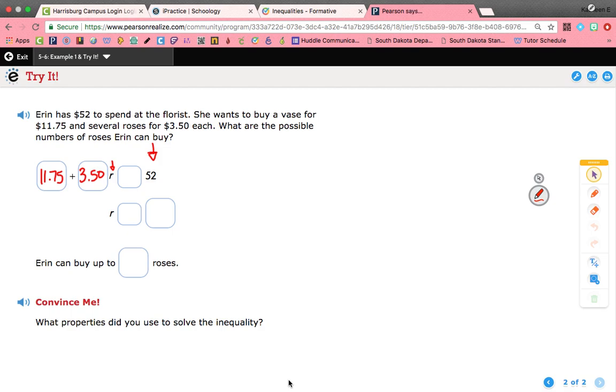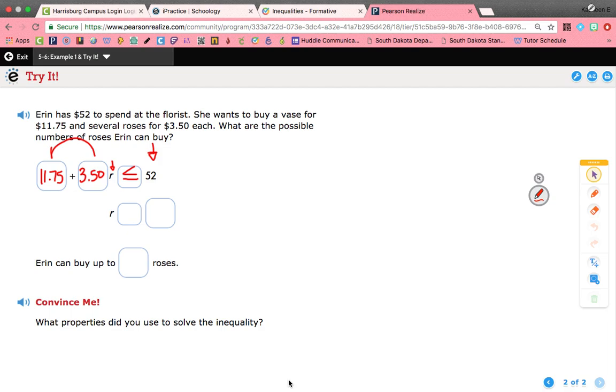Okay, so she's buying a vase and roses, and she can only spend $52. So the vase plus the roses has to be less than or equal to $52, because if it's more than $52, then she can't afford it. Okay, so how do we solve for R here? Well, the same way we would solve for R with equations.